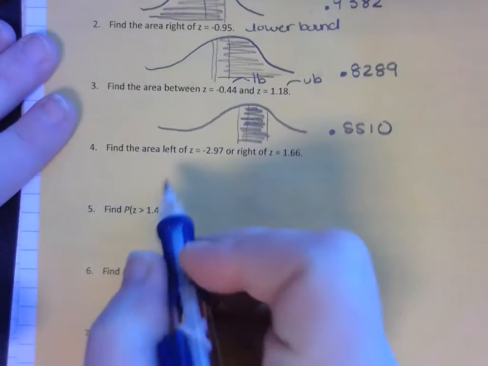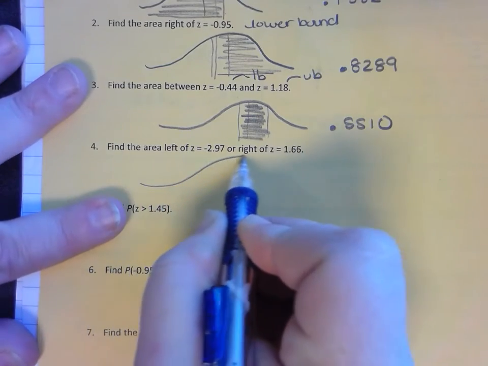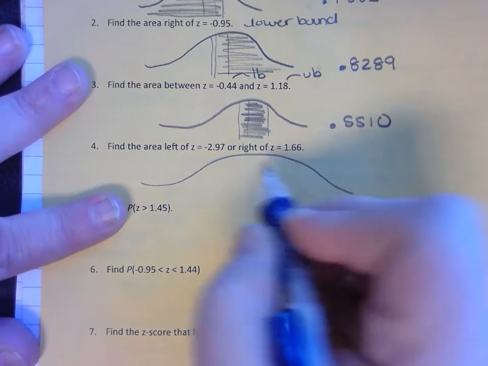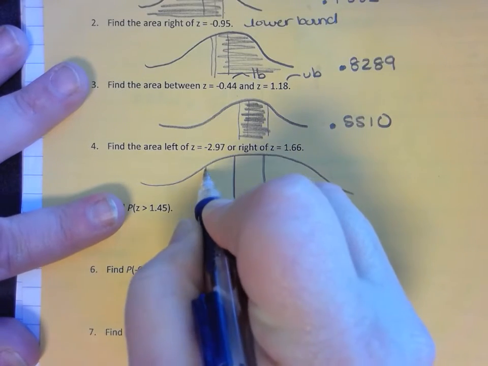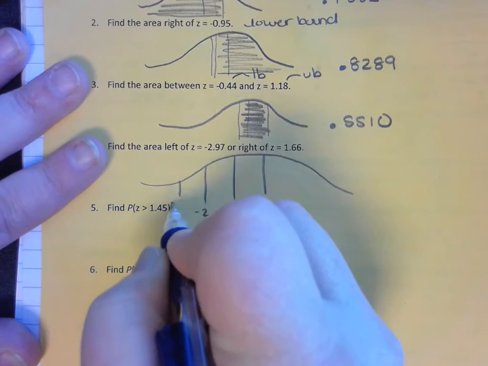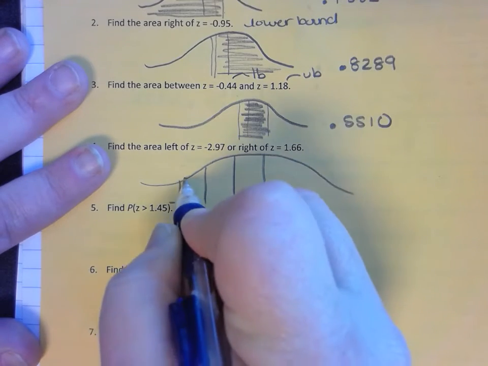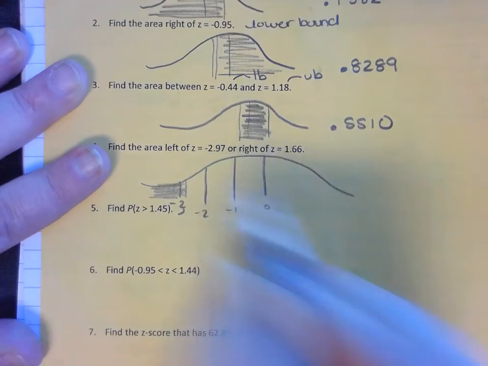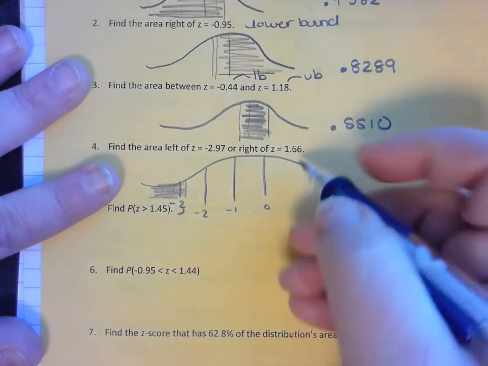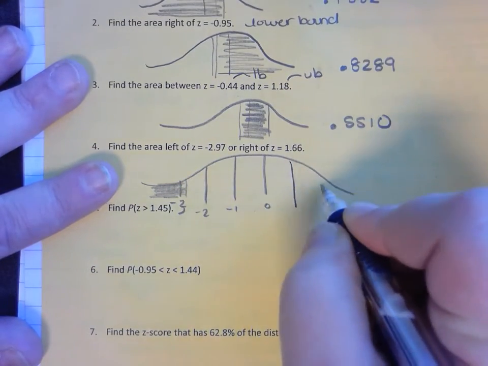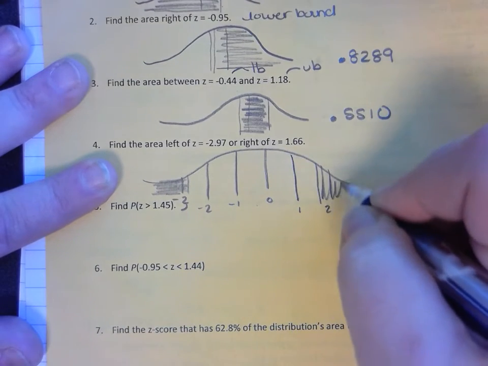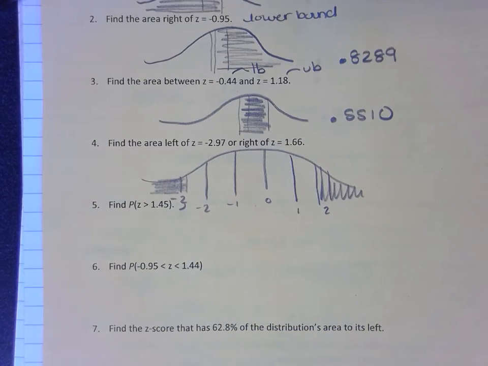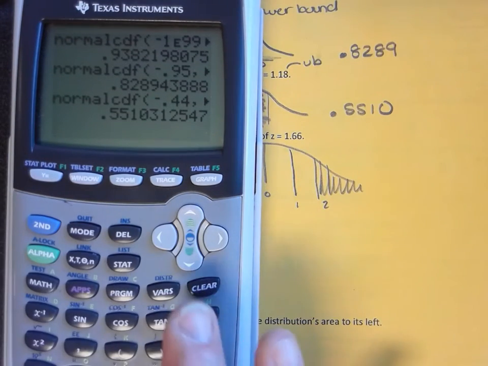Find the area to the left of negative 2.97. So remember, this is a sad normal curve. So this is 0, negative 1, negative 2, and this is negative 3. So it's approximately here. And then to the right of 1.66. So here's 1, here's 2, so it's approximately here. So you're going to have to take these two areas and add them together. So let's do the easy one first.